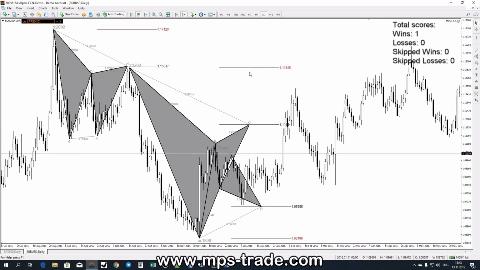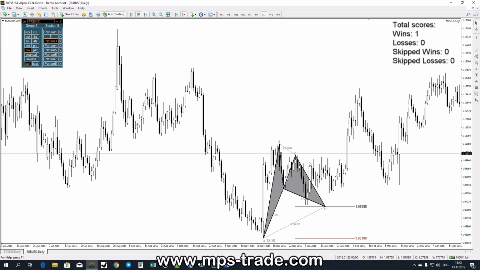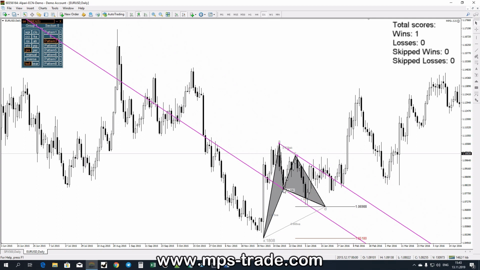Okay, now let's examine some other situations. I will disable the bearish pattern for now, and let's examine the bullish pattern. So if you trade this channel, you see that the pattern didn't complete. But if you use this channel, you can see that it rejected, and then you had a reversal, and it hit targets, 151 pips.